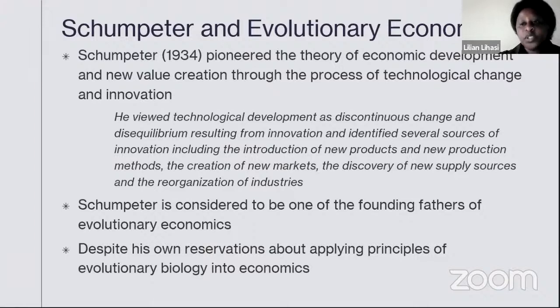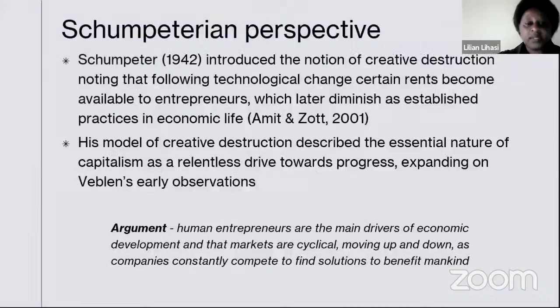Schumpeter pioneered the theory of economic development and many times will be referred to as the founding father of the evolutionary approach. We find that mainly he viewed technological development as a discontinuous change and disequilibrium resulting from innovation, and identified several sources of innovation, including the introduction of new products and new production methods. He also looked at the creation of new markets, the discovery of new supply sources, and the reorganization of industry. He's considered to be the founding father of evolutionary economics, and despite his reservations of applying the principles of evolutionary biology, he interacted with other evolutionary economists to ensure that there's evolution.